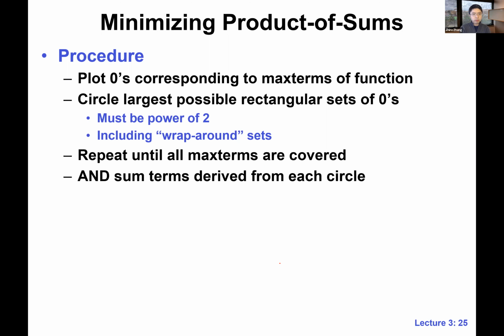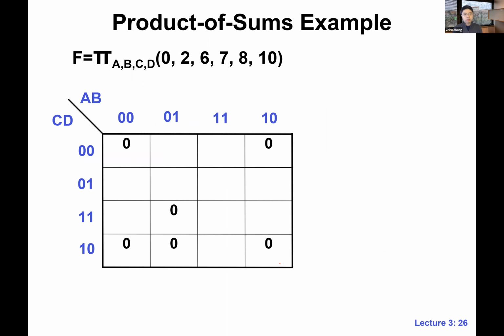The procedure is very much the same. So we circle the zero cells this time, and we also look at the wraparound sets, right? Things need to be a power of 2. That's it. The main difference is after we circle the zero cells, we need to translate things into max terms, with the sum terms, not the product terms anymore. And in the end, we make a product out of them. We use the so-called pi notation.